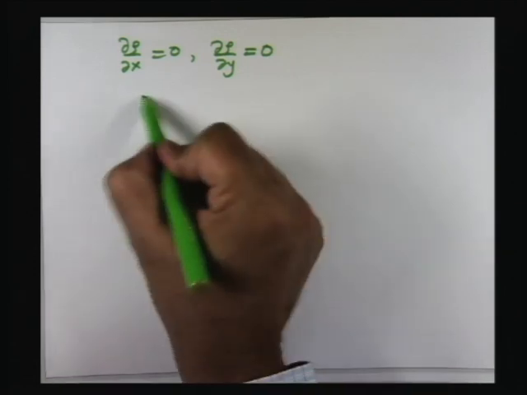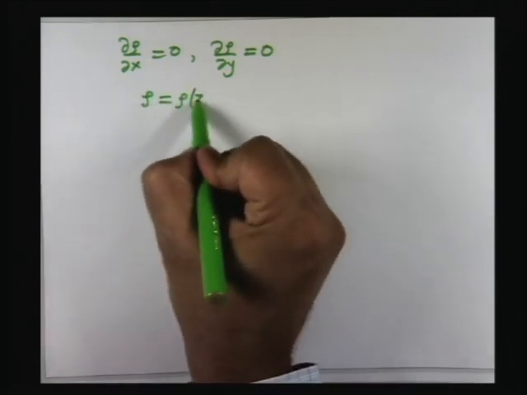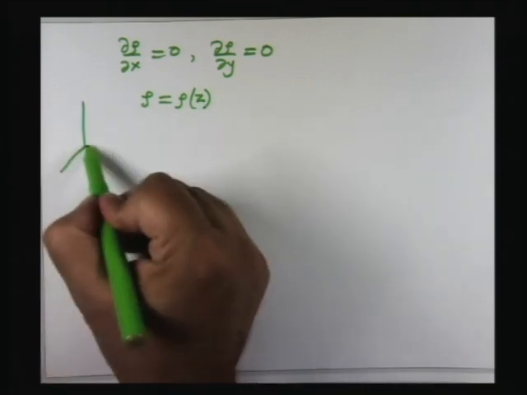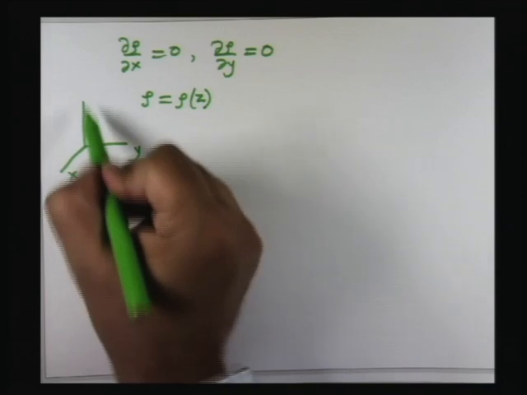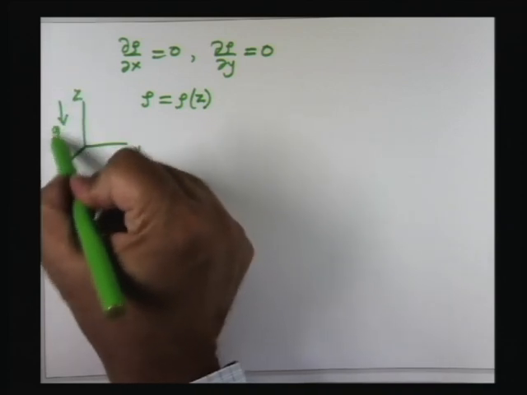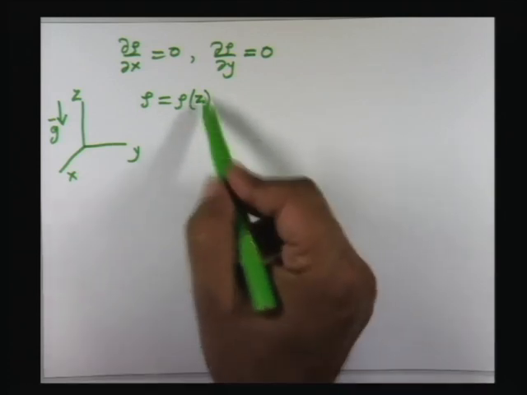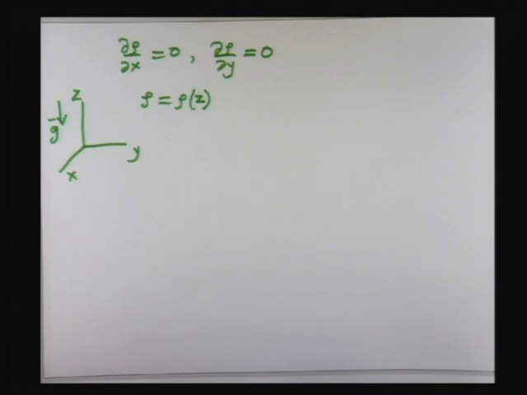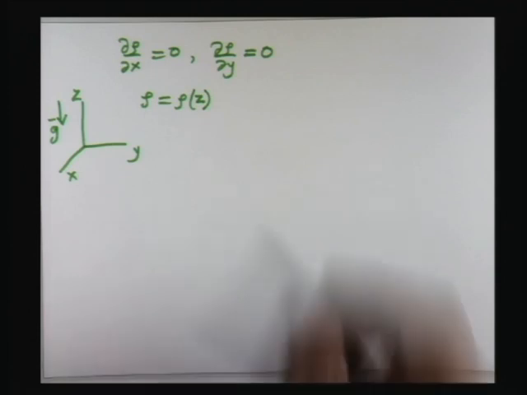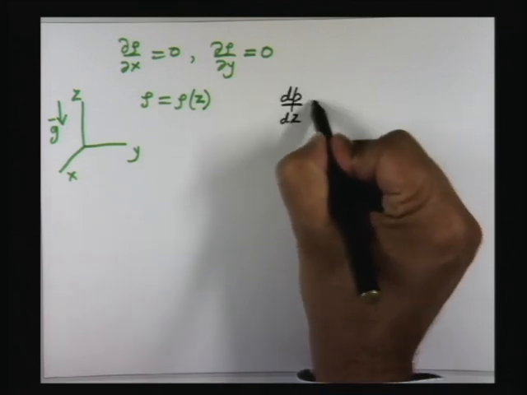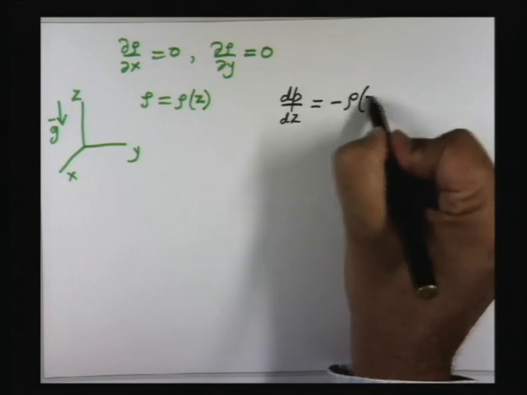So rho can be a function of z, where z is the vertical coordinate. So if I say this is x, y, z and g is downwards, if the density varies vertically and is not a constant, some arbitrary function of z, then you can have a hydrostatic equilibrium where to get the pressure distribution you solve this equation dp dz is equal to minus rho of z into g.